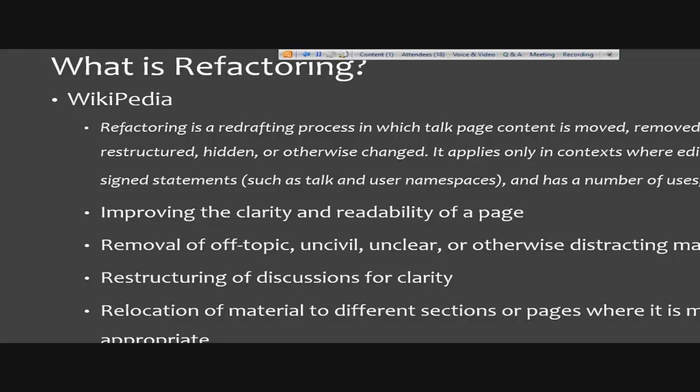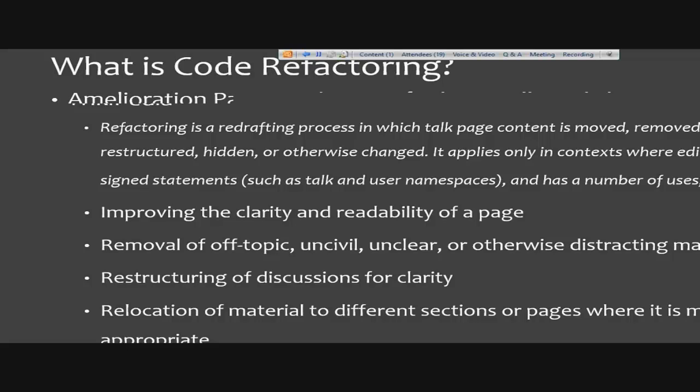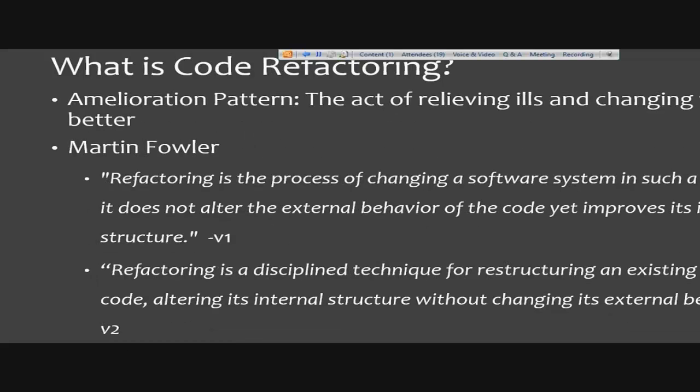is the guy who has written a book and actually influenced this specific niche in technology practice, which is code refactoring. Code refactoring is an amelioration pattern, the act of relieving the ills or bad things and changing the code for the better. And over the period, even Martin Fowler has evolved his thinking and the very definition of refactoring.